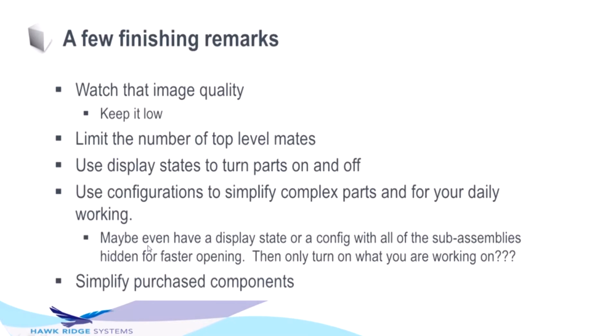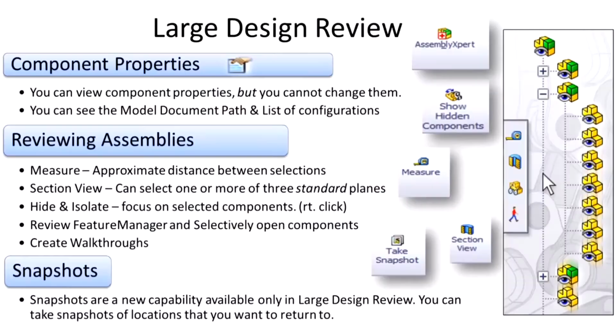So just a few finishing remarks, same exact things that we talked about before: minimizing top-level mates, image quality, making sure you have that, utilizing configuration display states. You notice I have that entire resin and bolter, but if I only want to work on certain subcomponents in that final assembly, but I still have to be inside that assembly, I can create what we call configurations, which allow you to simplify it, but then also just focus on certain sub-assemblies. It'll make it faster to open than the entire fully resolved one.